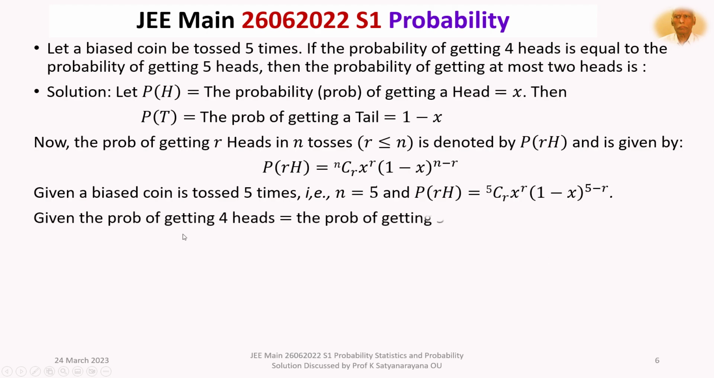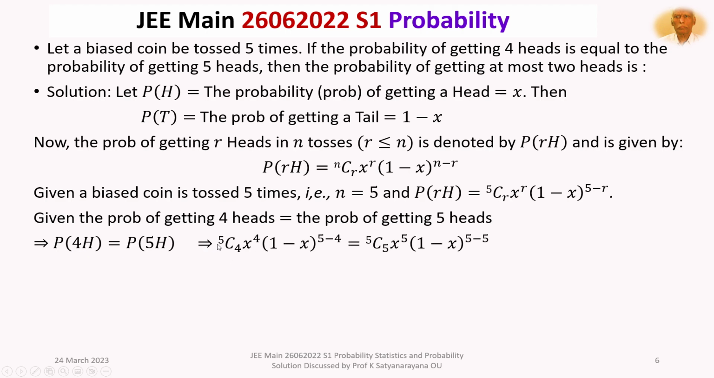We are given that the probability of getting 4 heads is equal to the probability of getting 5 heads. That is, probability of 4 heads is equal to probability of 5 heads. From the formula, 4 heads means 5C4 into x to the power of 4 into 1 minus x to the power of 5 minus 4, and 5 heads means 5C5 into x to the power of 5 into 1 minus x to the power of 5 minus 5.